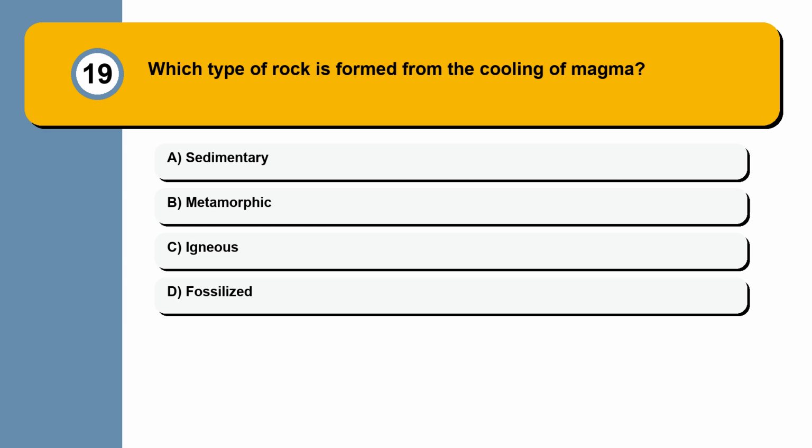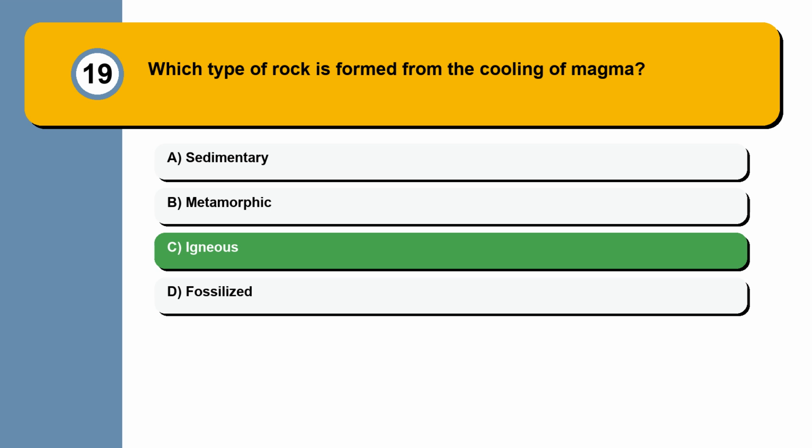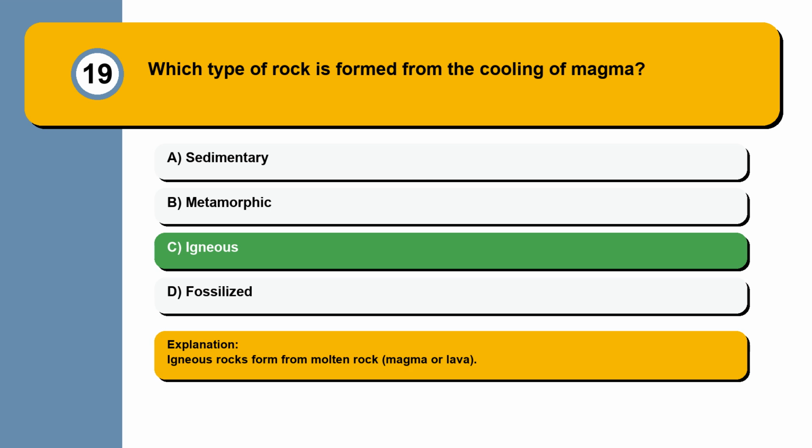Question 19. Which type of rock is formed from the cooling of magma? Sedimentary, metamorphic, igneous, fossilized. Igneous rocks form from molten rock, magma or lava.